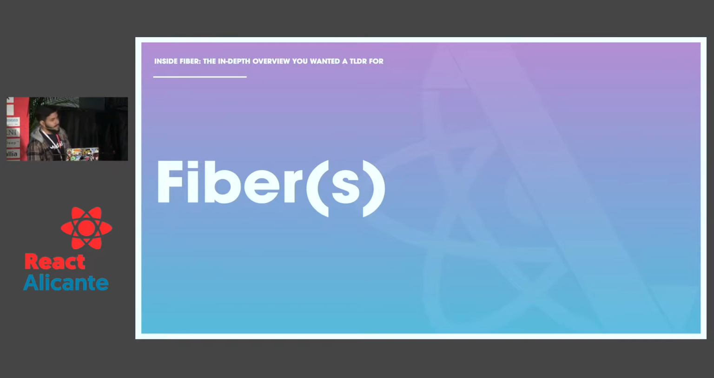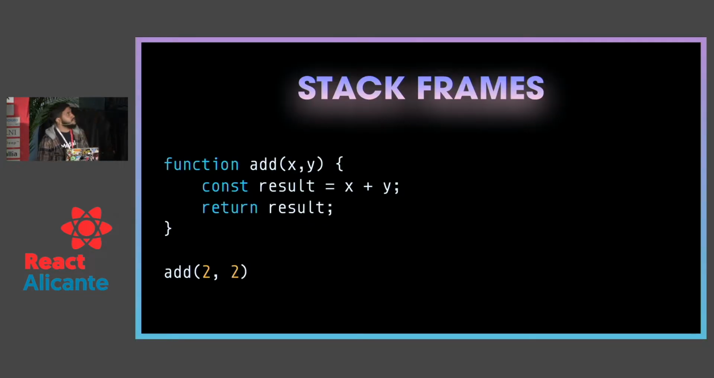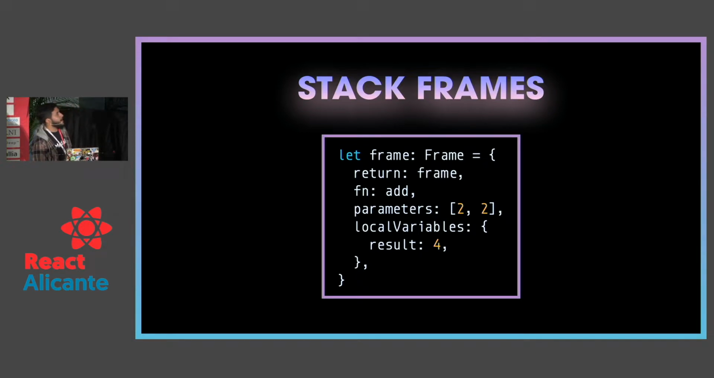So starting with fibers, one of my favorite ways to start thinking about fibers is as stack frames. So let's see, we have this very, very simple piece of JavaScript. It's a function that adds two numbers, as you figured. And so we declare it and then we invoke it with 2 and 2. If we were to have a stack frame for that in JavaScript, we could start modeling with something like: we have the return, we have the function itself, we got the couple parameters, and we have local variables. In this case, the local variable is result.